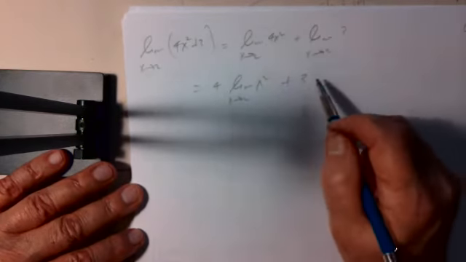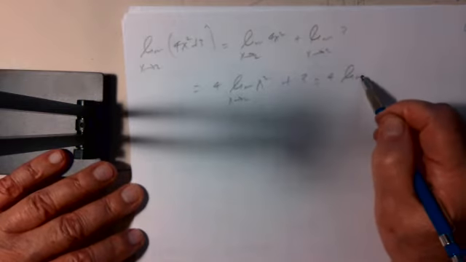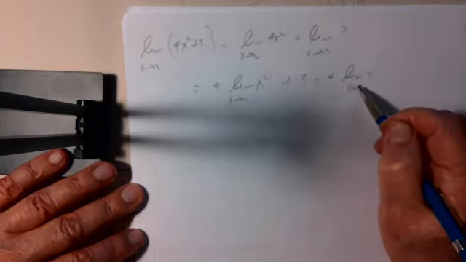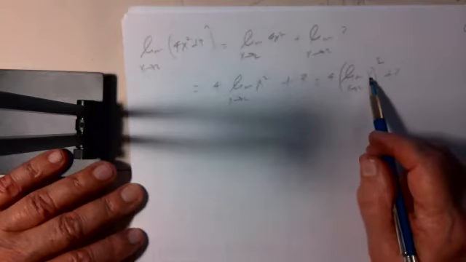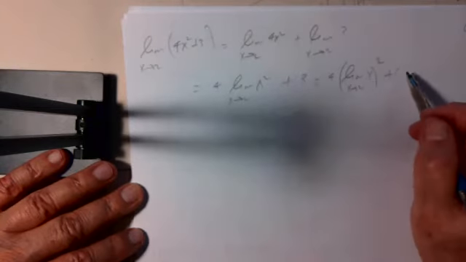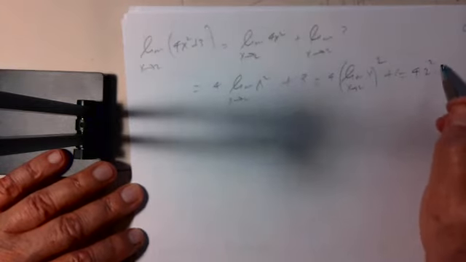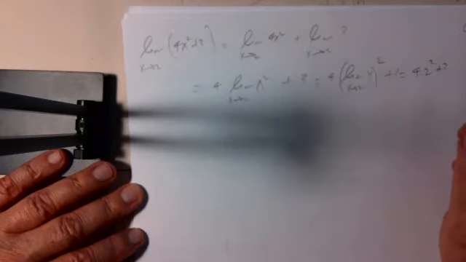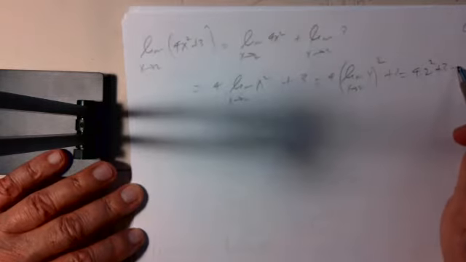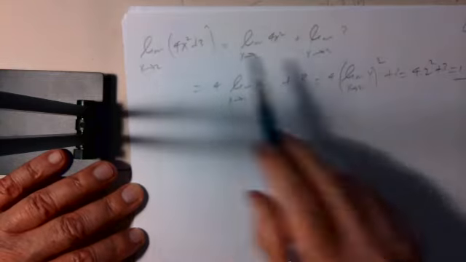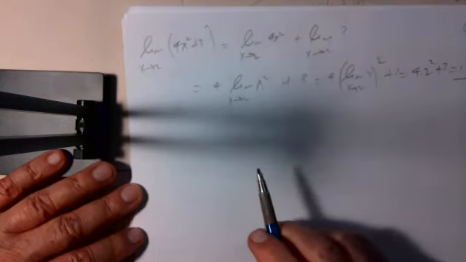And this is a power. This is 4 times the limit of x as x approaches 2, squared, plus 3. This just says as x goes to 2, x goes to 2. So this is 4 times 2 squared plus 3. 2 squared is 4. 4 times 4 is 16. Plus 3 is 19. So this limit is equal to 19.